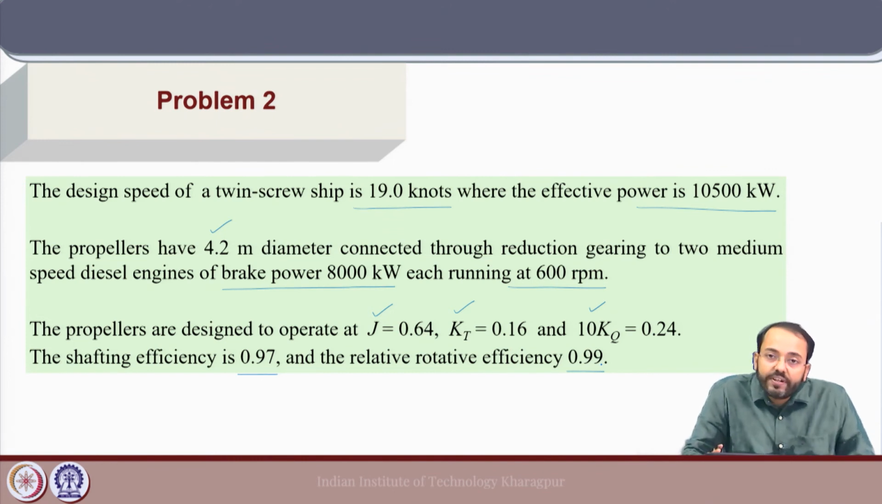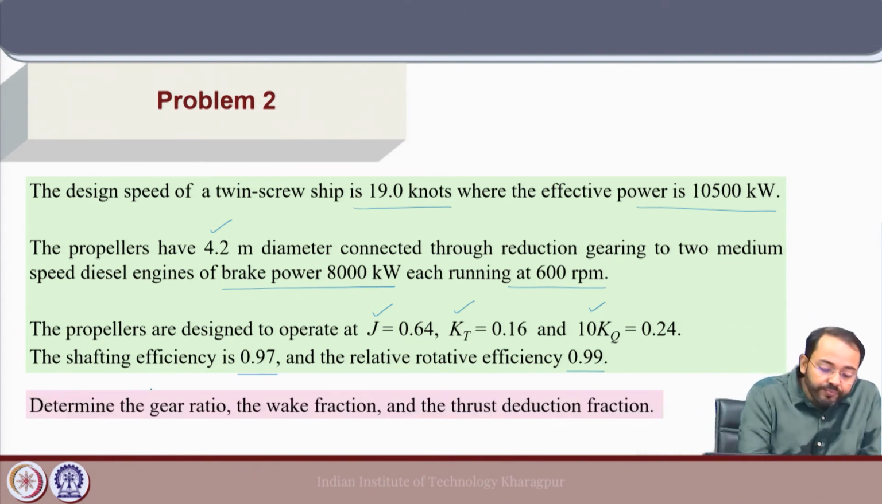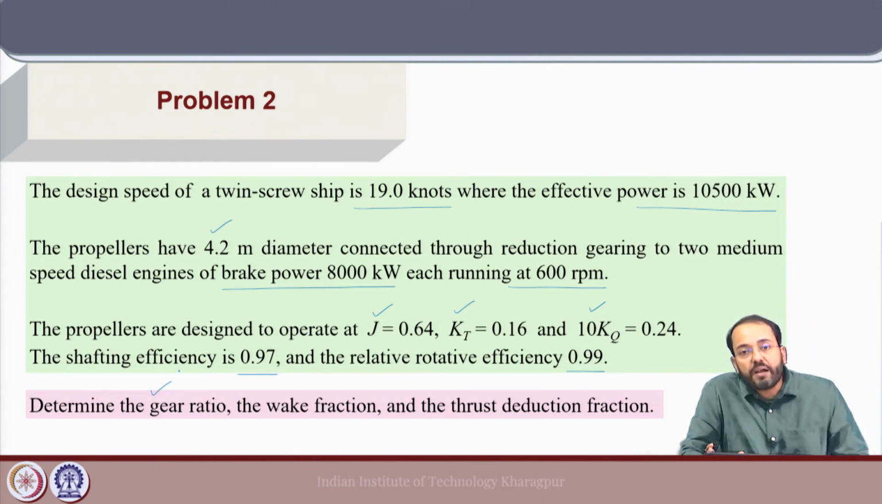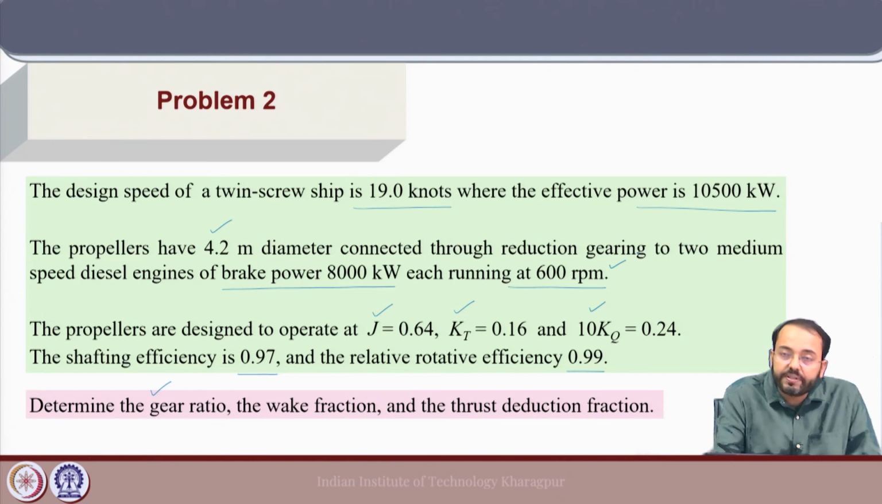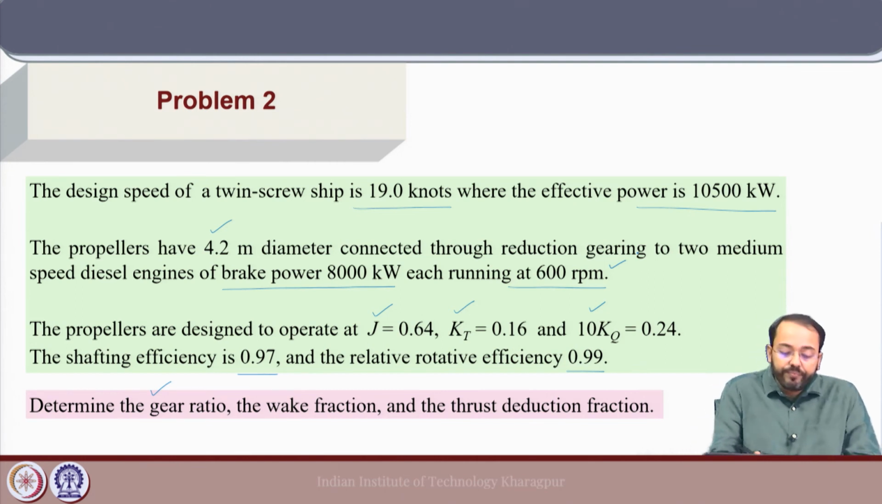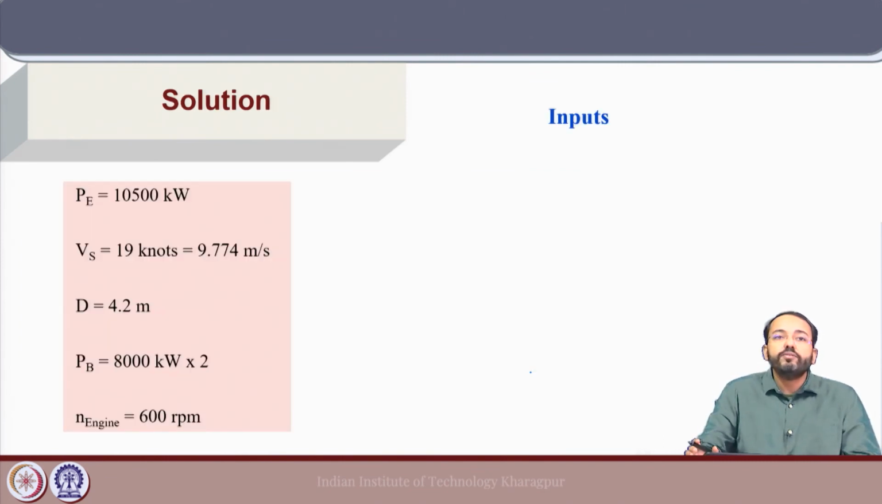So, for the given engine speed, the propeller performance characteristics at the operation point are provided, and we have to calculate the gear ratio. That means the propeller RPM needs to be calculated, and since we already have the engine RPM given here, the gear ratio can be computed as a ratio of these two RPMs. The wake fraction and thrust reduction fraction, which are the propulsion factors, will also be calculated in this problem. So, let us look into the inputs.